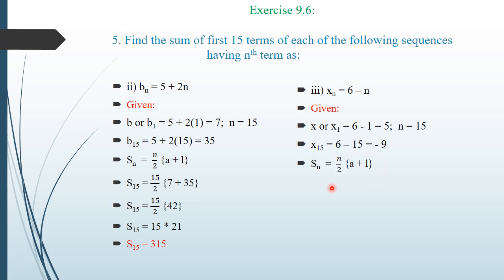Applying the same formula, Sn equal to n by 2 into a plus l, I'll get 15 by 2 into 5 plus l is minus 9 here. So minus 9 I'll put in a bracket. Therefore it will be 5 minus 9, that will give me minus 4. Therefore cancelling out this minus 4 with 2, I'll get minus 2. 15 into minus 2 will be minus 30. Therefore the sum of 15 terms of this AP is going to give me the answer as minus 30.